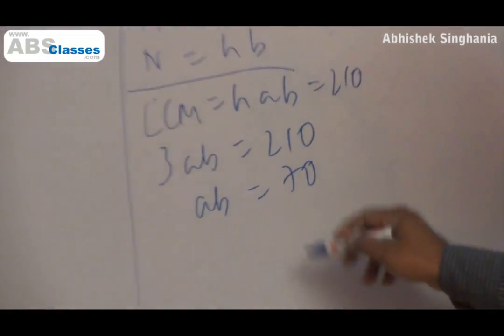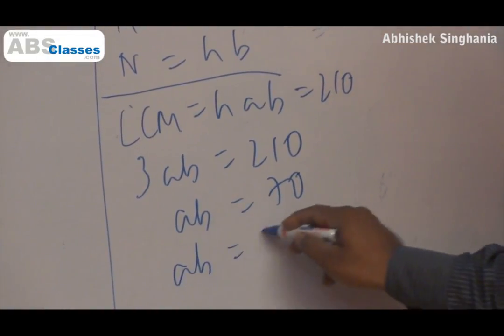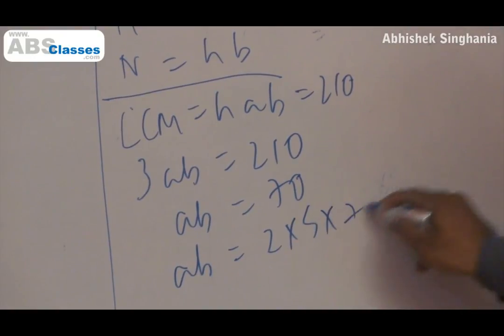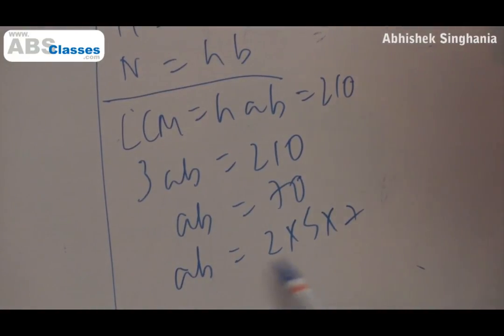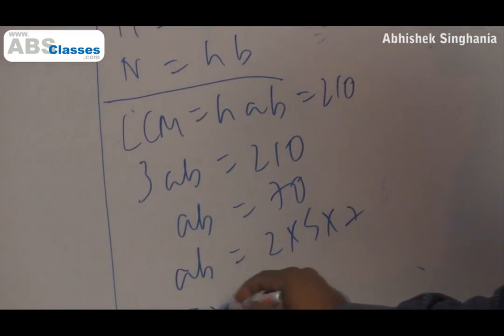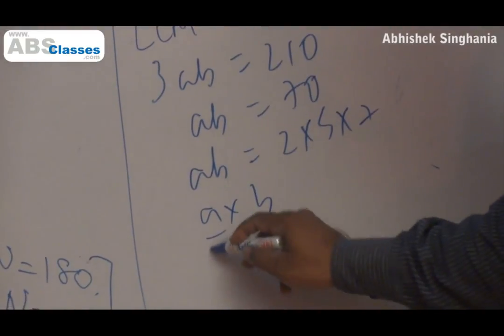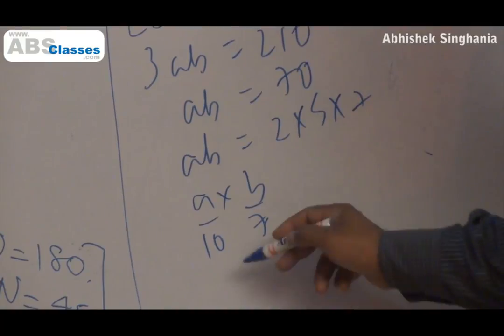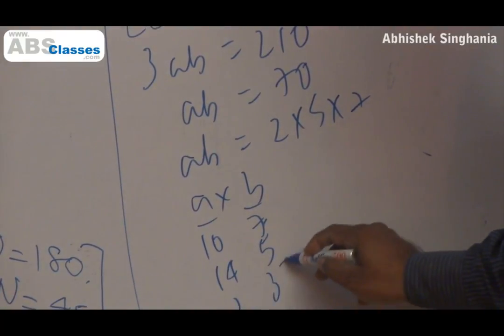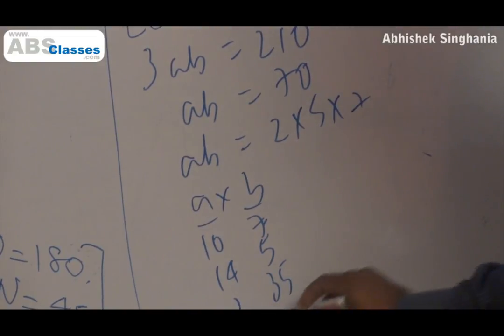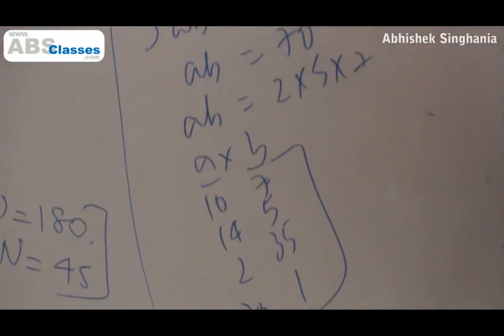Now we know 70 is equal to 2 into 5 into 7. So I have to break this product into a product of two numbers which are co-prime to each other, which have no common factor. By trial and error, try to work out how many ways you can do that. Say A and B, you can have 10 and 7, you can have 14 and 5, and you can have 2 and 35. But you can also have 70 and 1.